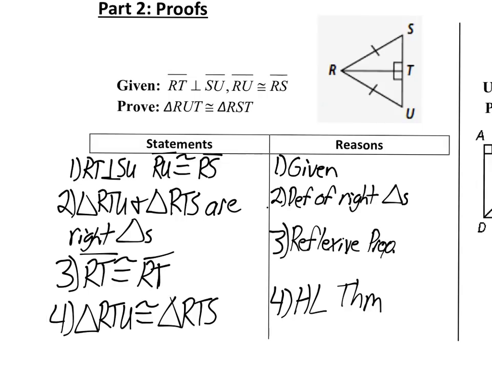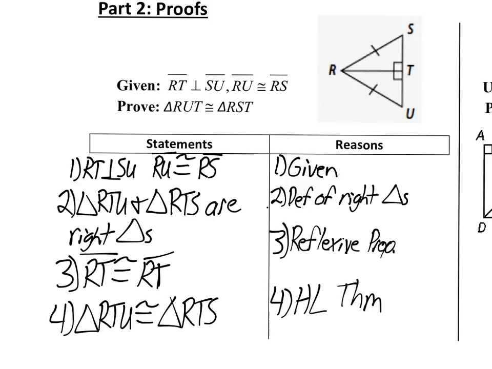So, based off of that, if I have a right angle in a triangle, that tells me that RTU and RTS are both right triangles because of the definition of right triangles. Right triangles have to have a 90-degree angle, right? Okay. After that, I'm looking at my picture. We already know that RU is congruent to RS. That's our hypotenuse, so we're good with that.